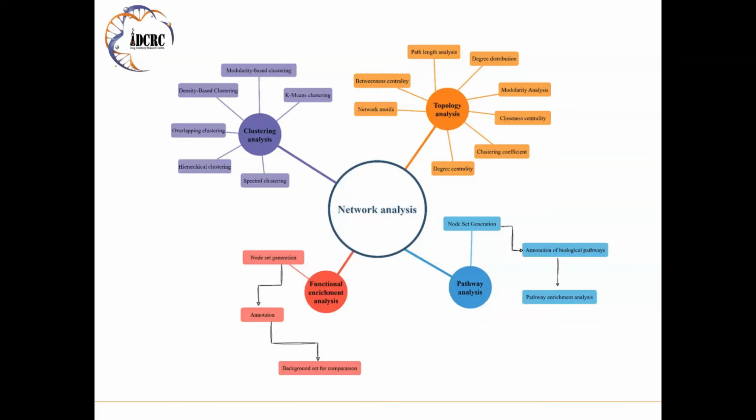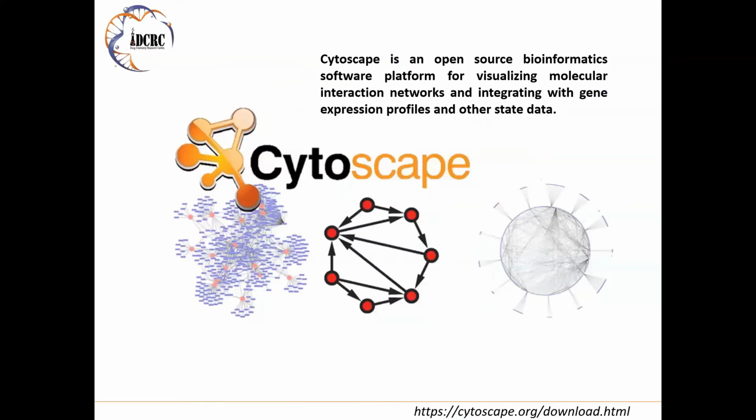After performing all these analyses, we are able to identify the major players in a particular network which can play a significant role in a particular biological function. Once we have identified a set of targets or hub genes from this network analysis, we can perform this task with the help of one tool known as Cytoscape. With Cytoscape, we can visualize our network and perform different types of tasks like topology analysis, clustering analysis, and gene enrichment analysis.